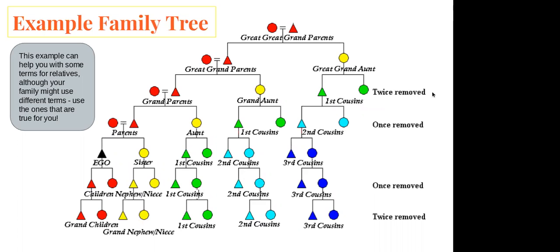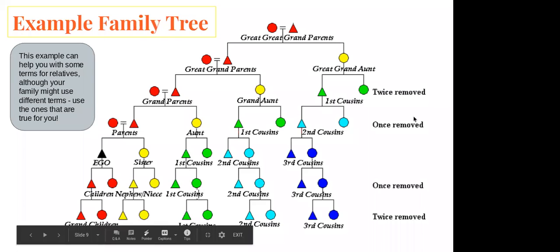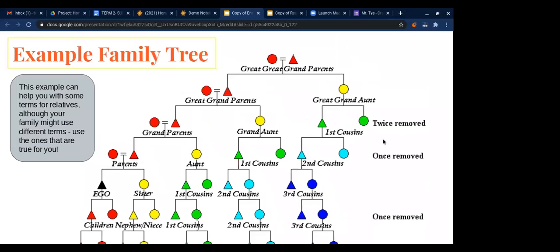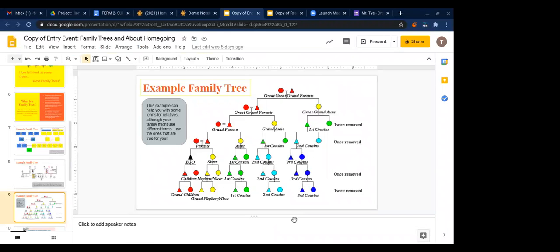Has anybody heard or seen these terms before? Once removed, twice removed. Do we know what they mean? Has anybody ever heard those terms used before or seen them used before? Once removed, twice removed, second cousin, things like that. Have any of us heard those before?